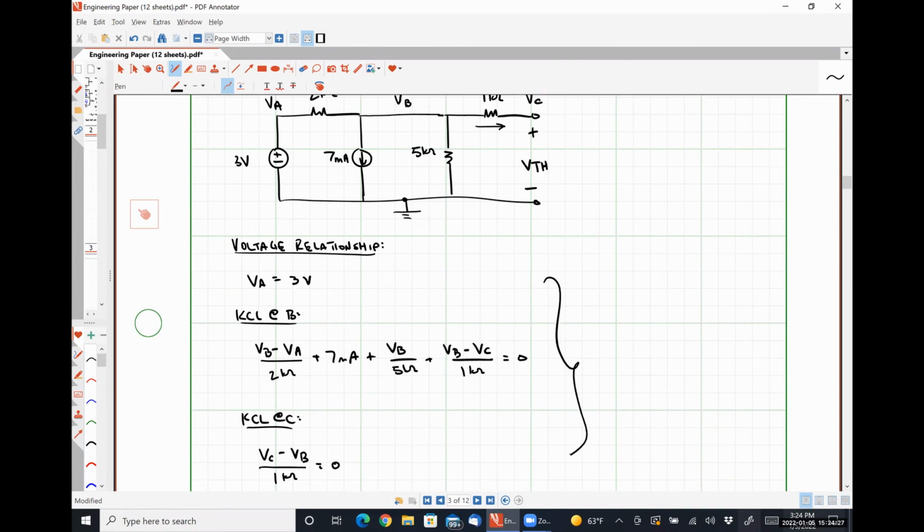So if we solve this system, obviously we'll find that VA is 3 volts. And we'll find that VB has some value, which I can't do in my head. And we should find that VC has the exact same value as VB. Let's throw this system into our calculators. Let's see.